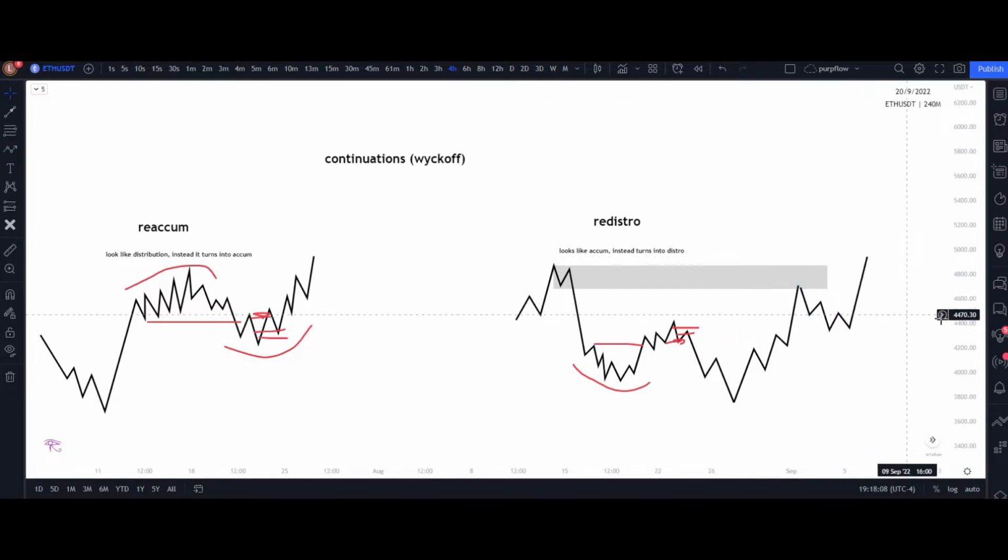So we need to use the most recent demand, the most recent supply for our narrative as far as that goes.